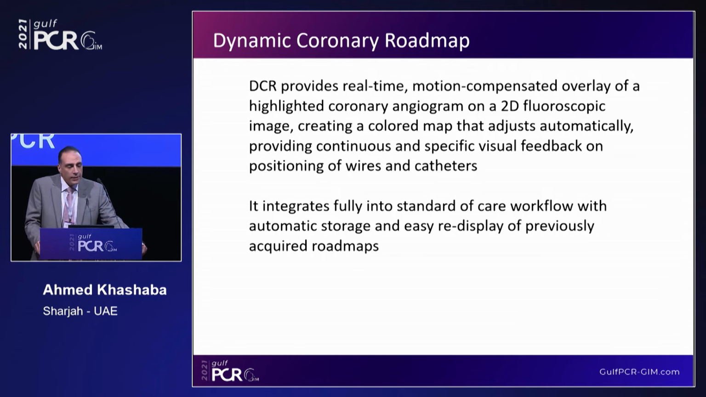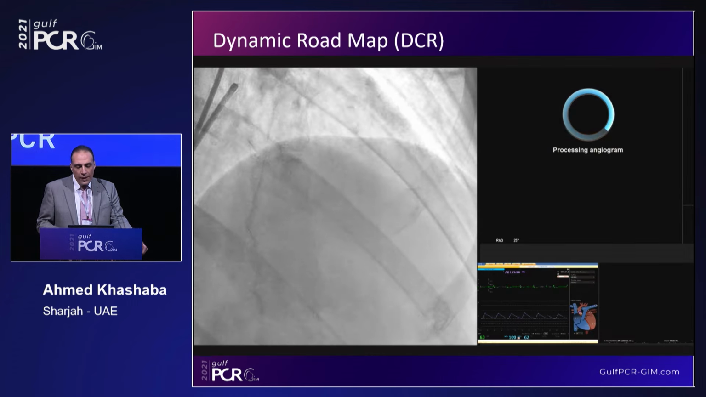The second technology that I want to share with you is the dynamic coronary roadmap, and this technology provides real-time motion compensated overlay of a highlighted coronary angiogram, and it overlays it onto the 2D fluoroscopic image, thus creating a colored map that adjusts automatically to the original coronary tree and provide continuous and specific visual feedback on positioning the wire and the catheters. Thus, it integrates fully and seamlessly in your workflow. You don't have to do any extra work to have this, but it is already embedded in the coronary flow.